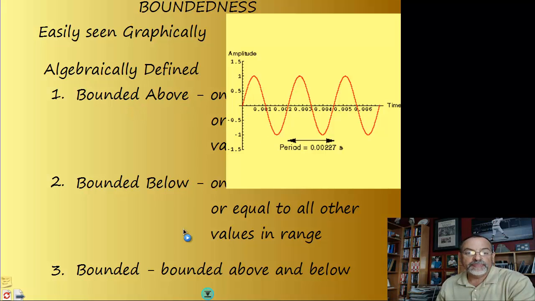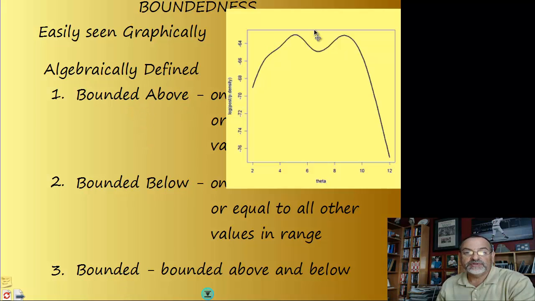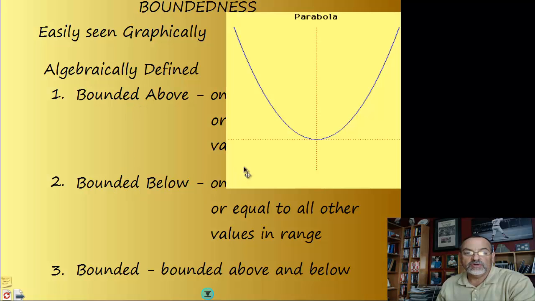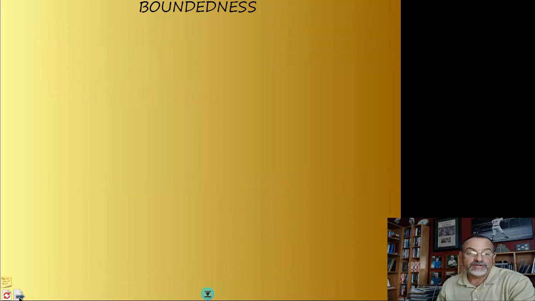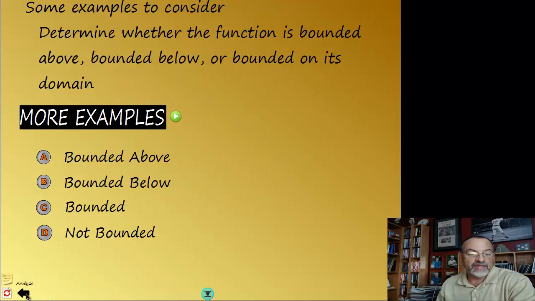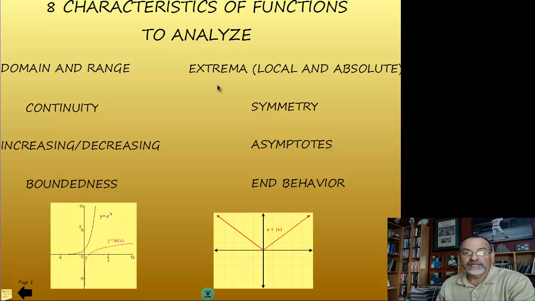So bounded above means it has an upper boundary that it doesn't go above. Bounded below means it has a lower boundary which it does not go below, and bounded means there's an upper boundary and a lower boundary that the graph never crosses. So that is boundedness, and that's the first thing we want to look at. The next thing we want to look at is extrema.